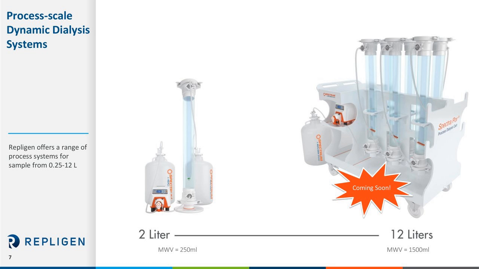On the right side, in the fall of 2018, we'll be launching a much higher scale version of this, in which we have six 10-liter tanks operating in series off a single reservoir and a single peristaltic pump. Using these six 10-liter tanks, you can process 12 liters of sample in a given batch.